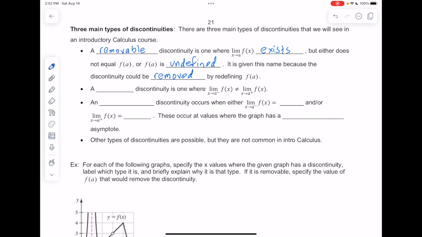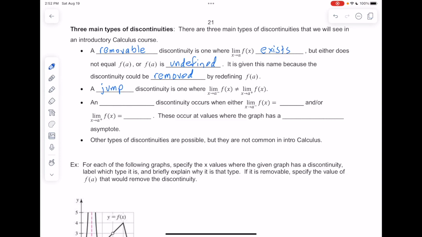A second type is a jump discontinuity. And that's one where the limit as x approaches a from the left and the right exist, but they don't equal each other. And we'll see examples of that below too, and you'll see why we call it a jump when you see the picture.